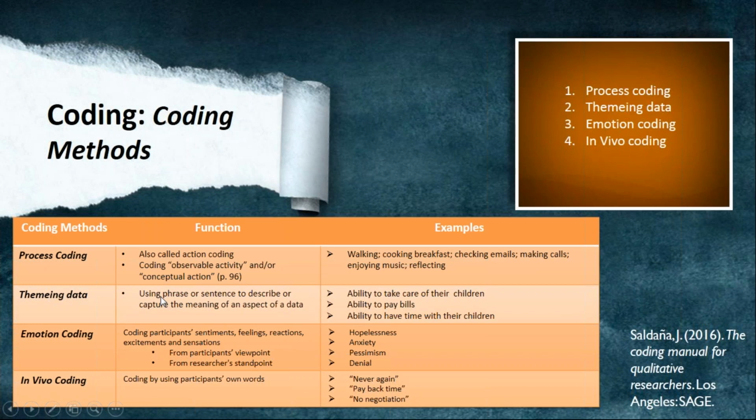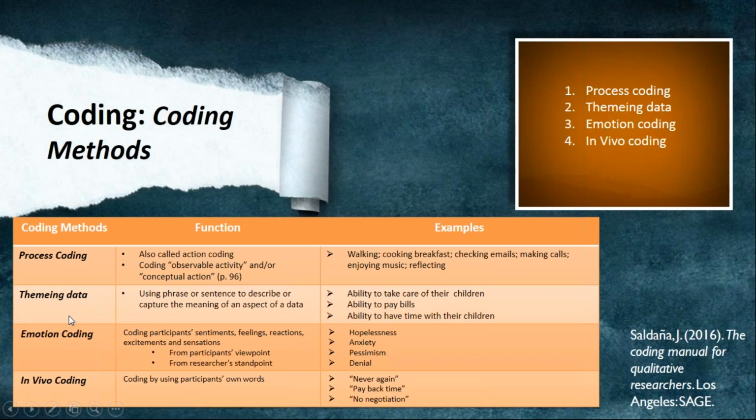So process coding, let's say you want to capture participant behavior that they have described, right? Then you can use process coding. Okay, when I wake up in the morning, I start walking. So maybe walking could be a code representing one of the activities that the person does in the morning, right? So process coding, you are capturing a process, you are capturing a behavior, you are capturing an action. So if the main purpose of your research question is capturing an action, a behavior, a process, then you can use a process coding.